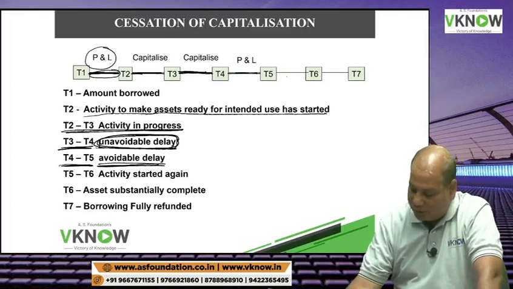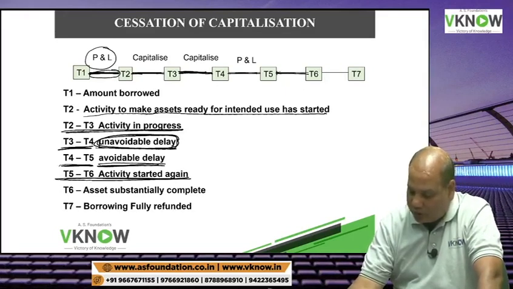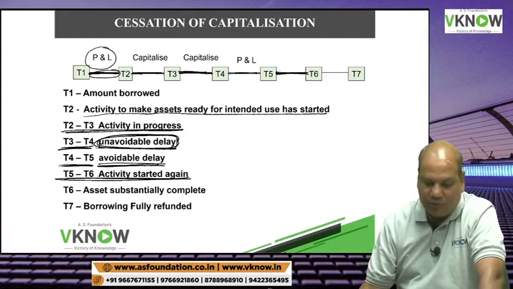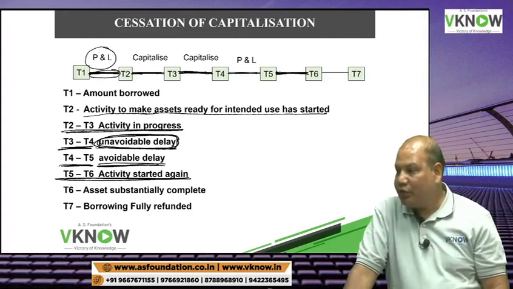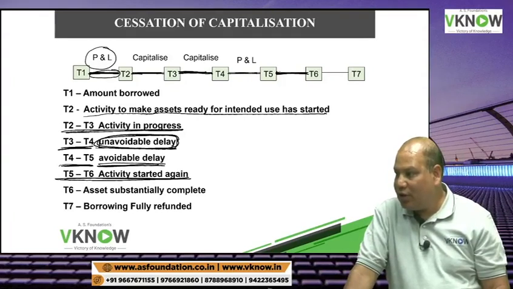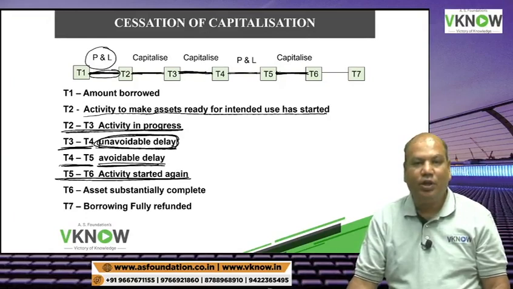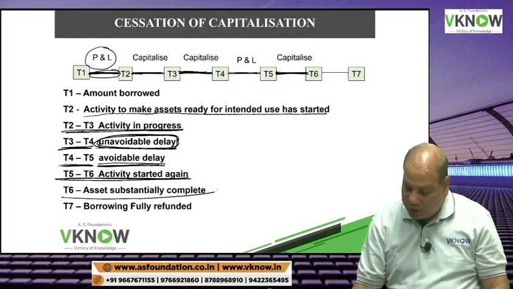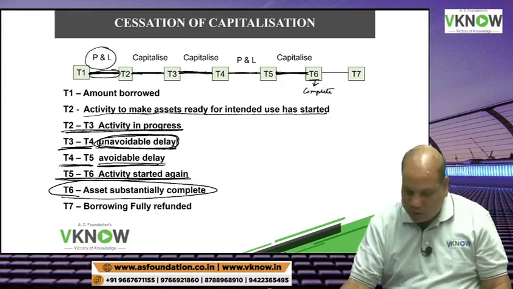And what happened after T5 to T6? The activity started again. Construction work started again. Sanket is right. Tanya is right. T5 to T6, again start capitalizing. Then what happened at the point T6? At T6, the asset is substantially complete.